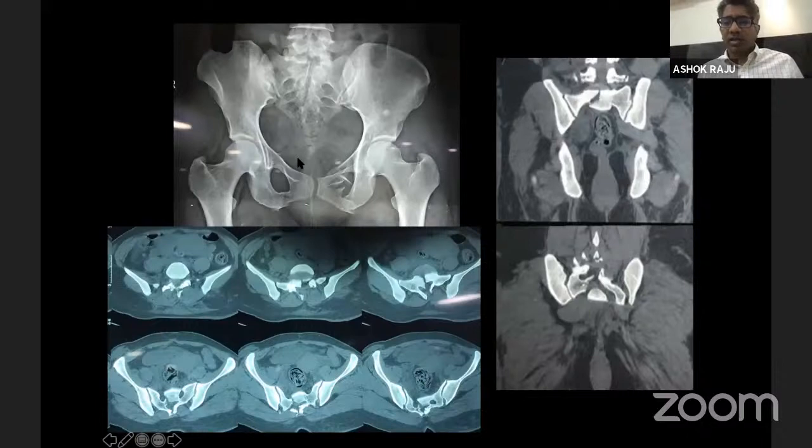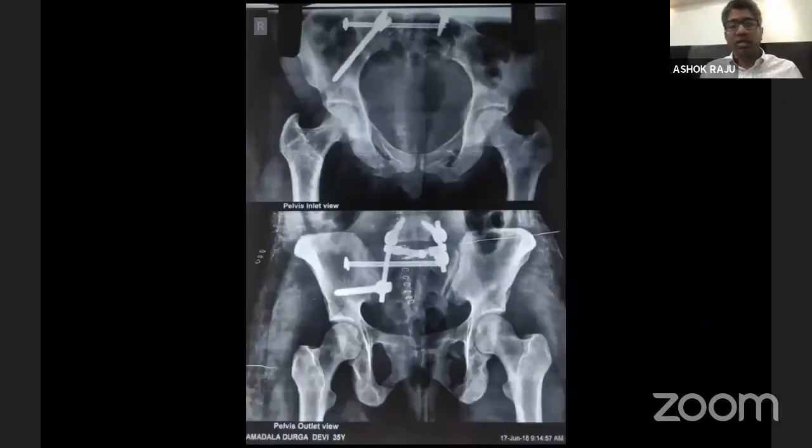So once she was stable, we went ahead and did a sacral SI screw fixation with the iliolumbar fixation. We didn't do the anterior fixation because of the vault tear. So we had a good reduction and the patient recovered from the neurological deficit she had.